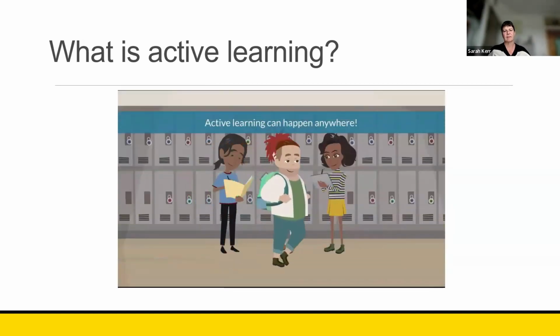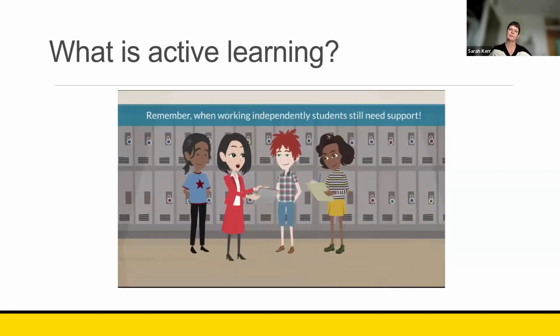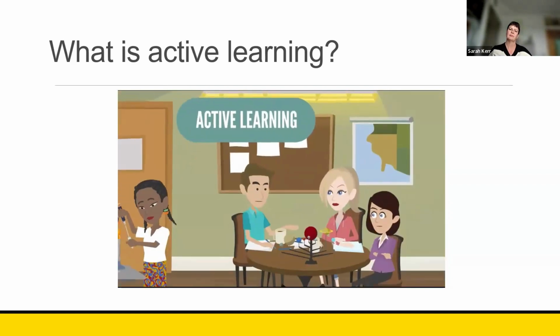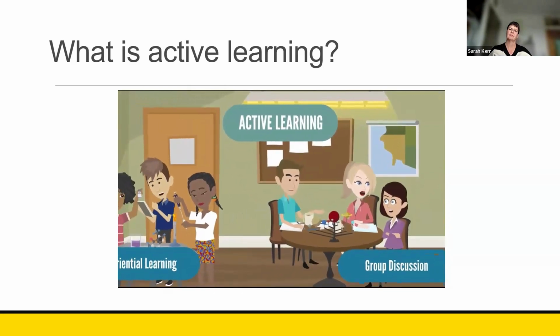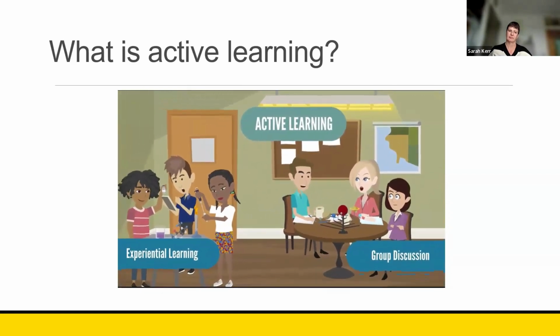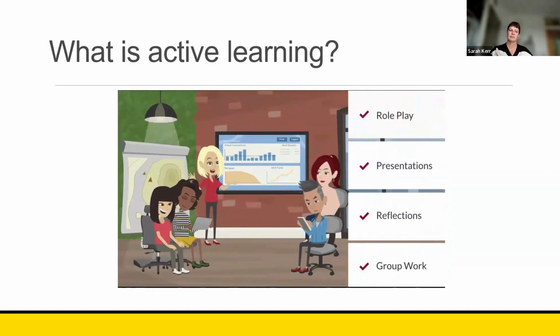It is important to remember that active learning can happen beyond the classroom and without the teacher. However, students will still require clear guidance and support from their teachers. Examples of active learning involve student participation in activities such as group discussion, experiential learning, role play, presentations, reflections, group work, and many more.